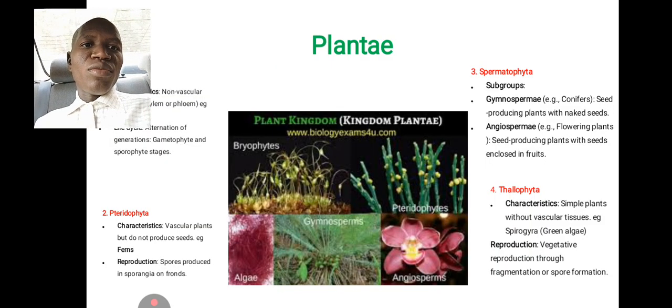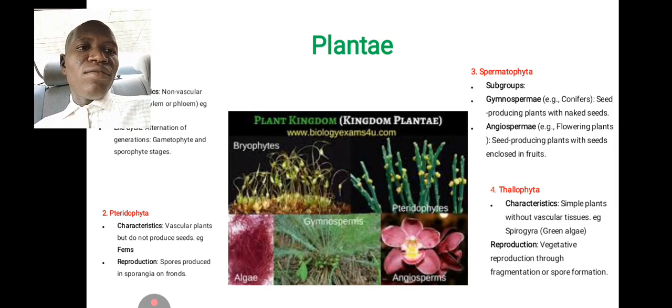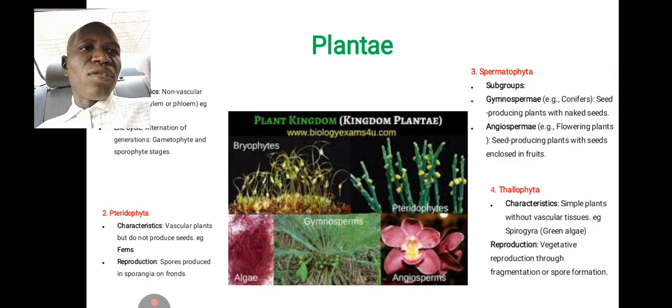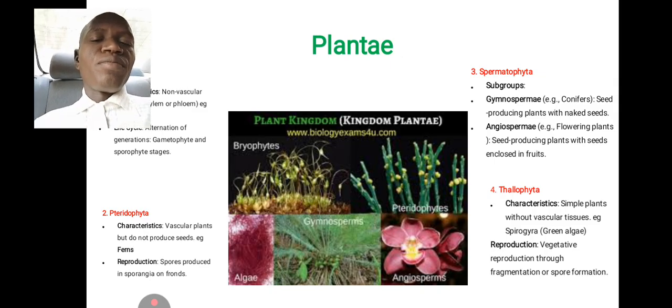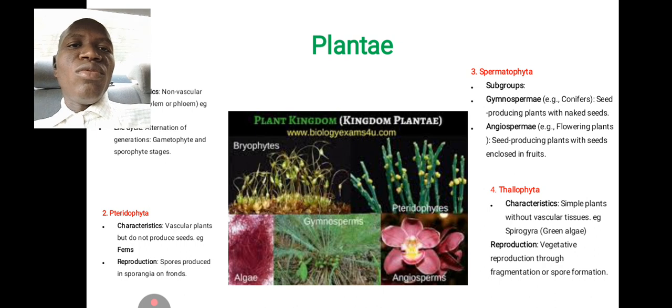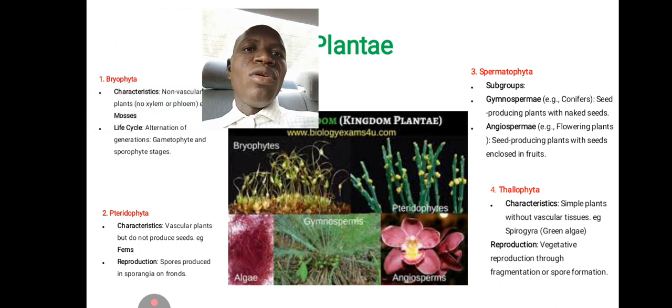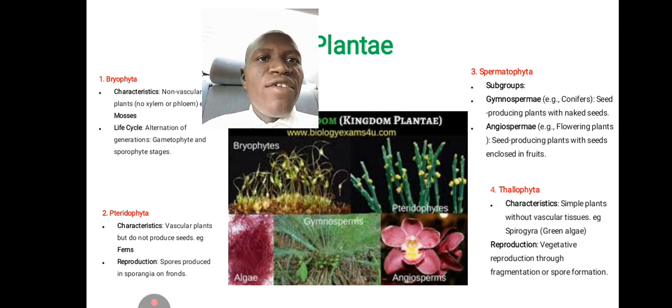Let's look at the subgroups. I don't know if you can see this very well, but we have spermatophyta, we have thallophyta, we have pteridophyta. Look at my picture very well. So bryophyta, pteridophyta, spermatophyta, and thallophyta. All these are classifications, all these are classes under the plant kingdom.